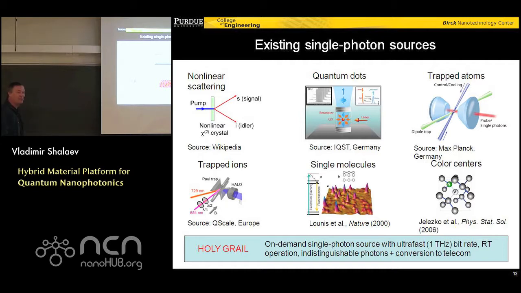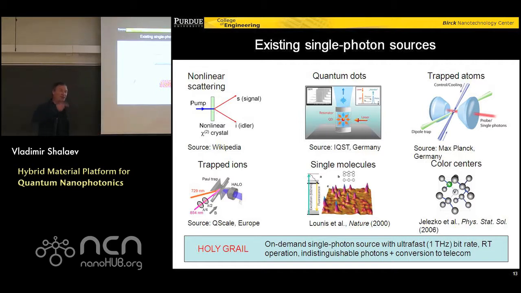So what are the existing approaches to generate single photons? Well, one of them is nonlinear scattering, so-called down conversion. Basically, you have a photon that is larger in terms of energy, and you generate two photons at smaller frequencies. But this is probabilistic. It's not a deterministic process. There is always some probability to generate a single photon.